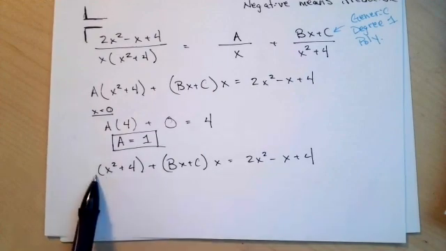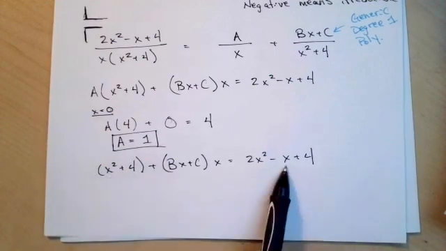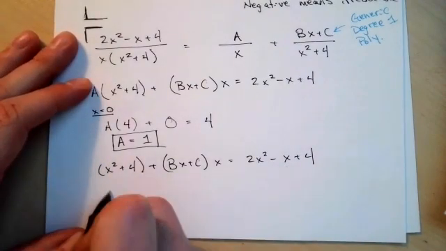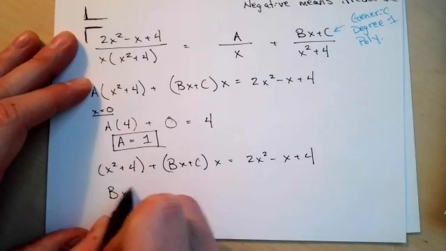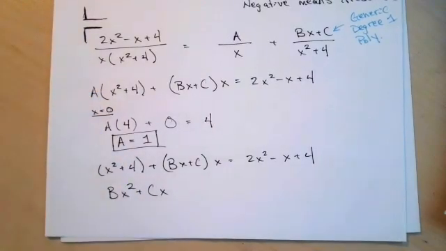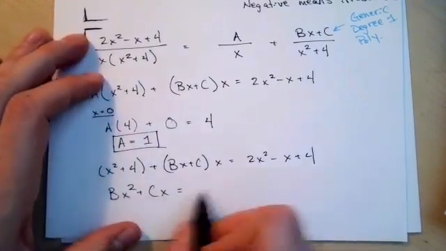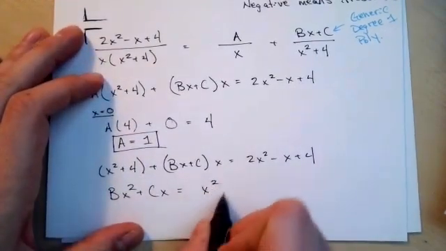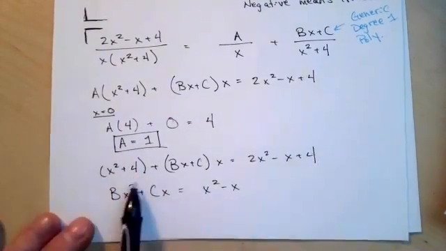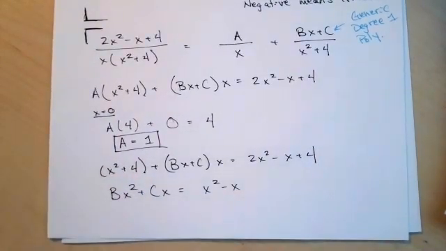So nicely enough, since we found a, we can take this polynomial and subtract it over to the other side. So on this left side, we'll have bx, and I'm going to go ahead and distribute that power of x. Bx squared plus cx is equal to x squared minus x, and then the 4's cancel out. So not too bad looking.